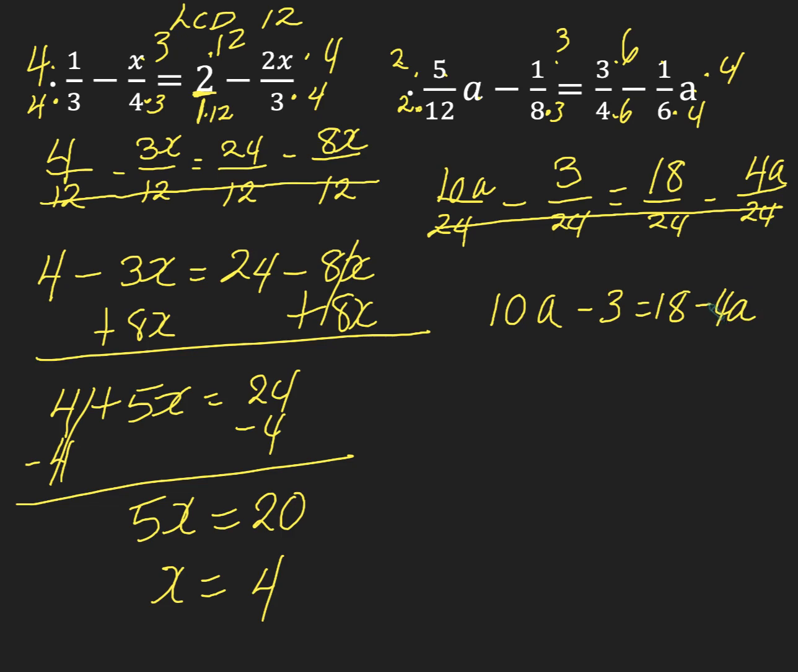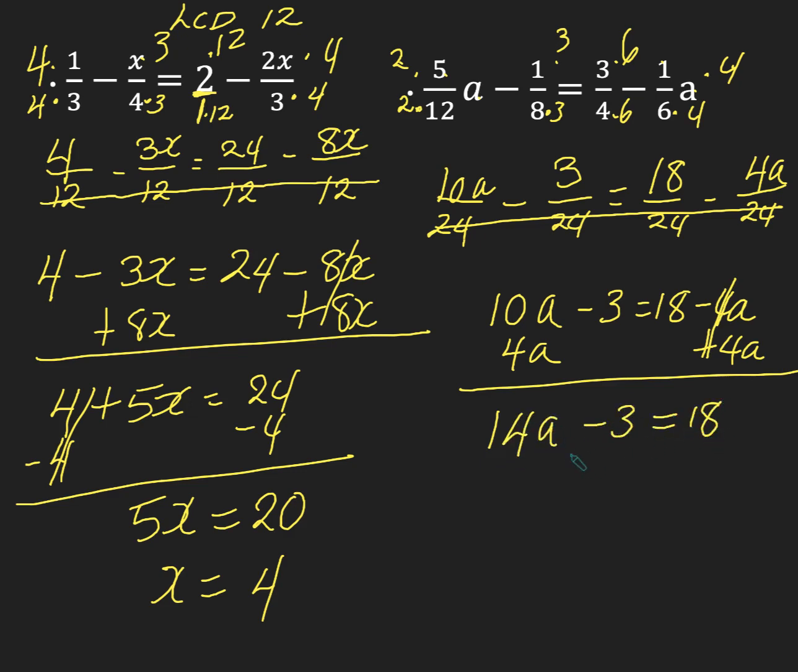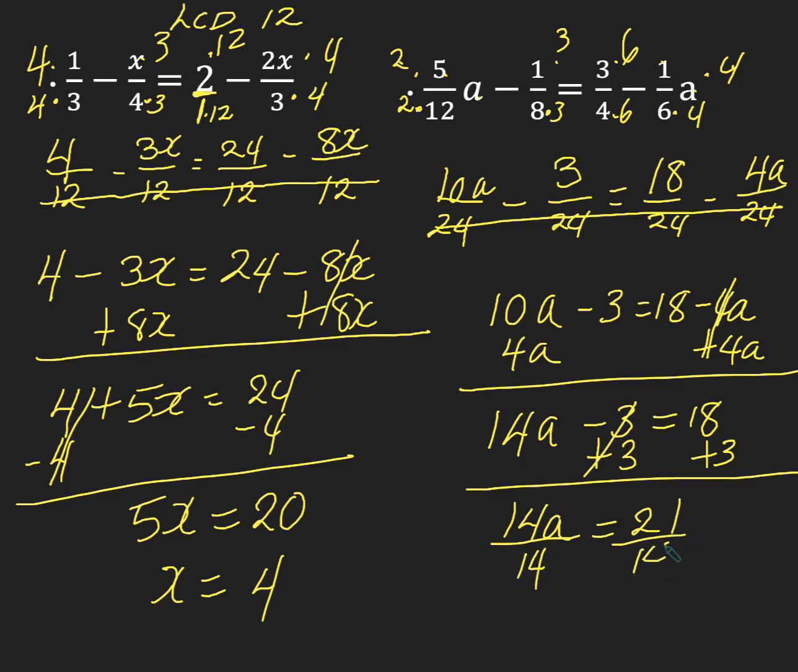This is easy to solve, variables on both sides. So solving for a, I'm going to add 4a to both sides. I get 14a minus 3 equals to 18. Solving for a, add 3 to both sides. I get 14a equals to 21. Solving for a, I'm going to divide both sides by 14. This cancels. I get a equals to 21 over 14.